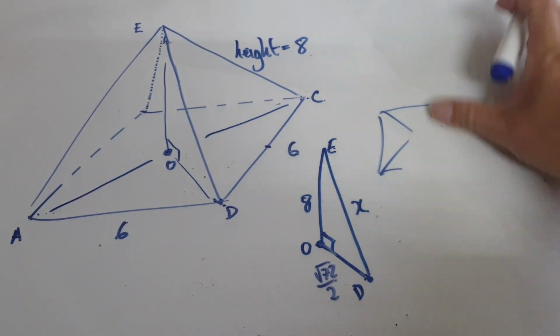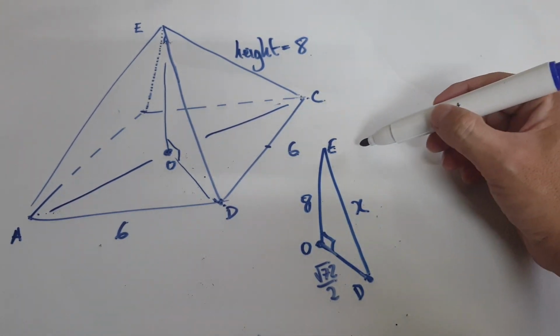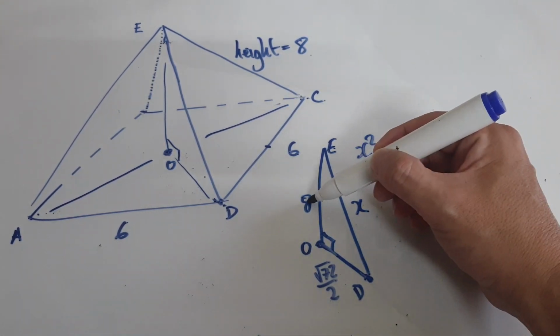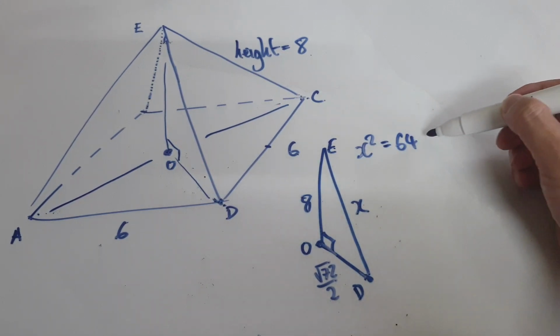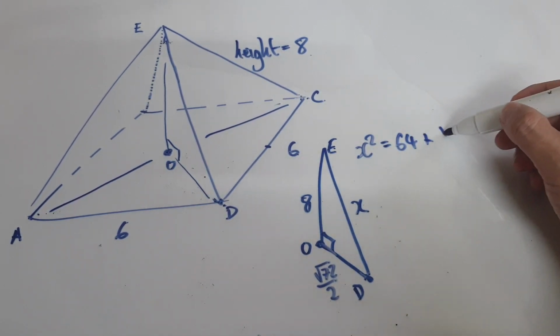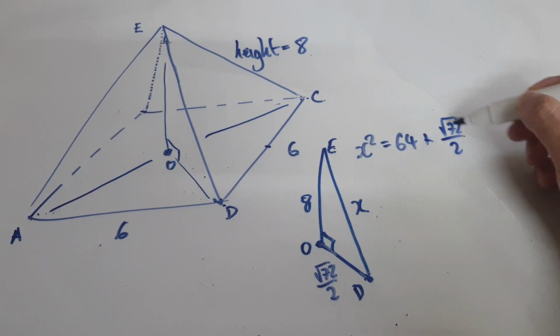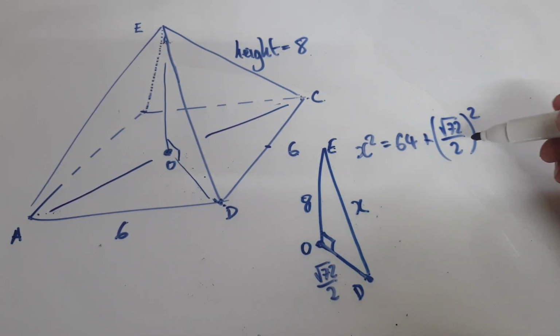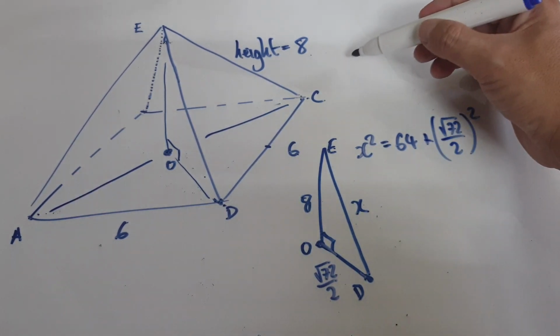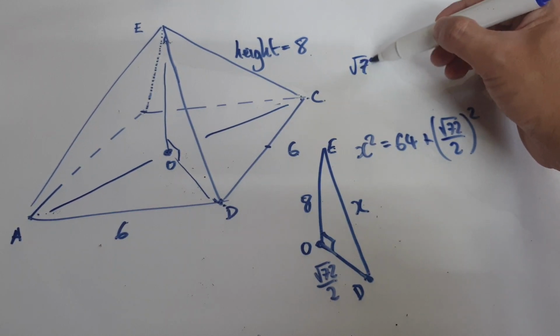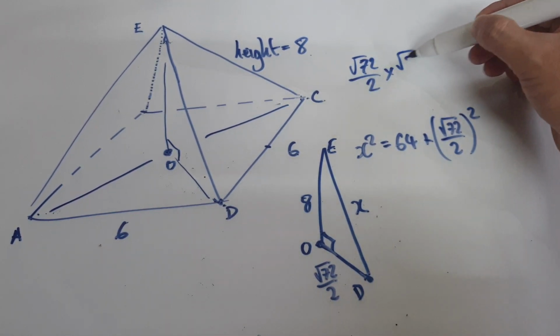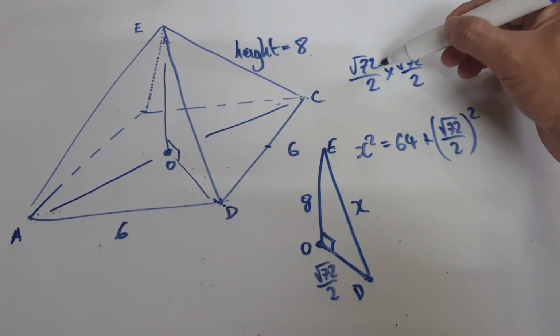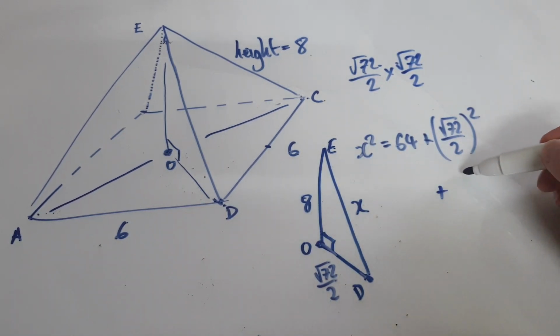So that will be x squared equals this thing squared, 64, plus this thing squared, root 72 over 2 all squared. So let's try and evaluate this thing. Root 72 over 2 times root 72 over 2. Top times top is 72. Bottom times bottom will be 4.